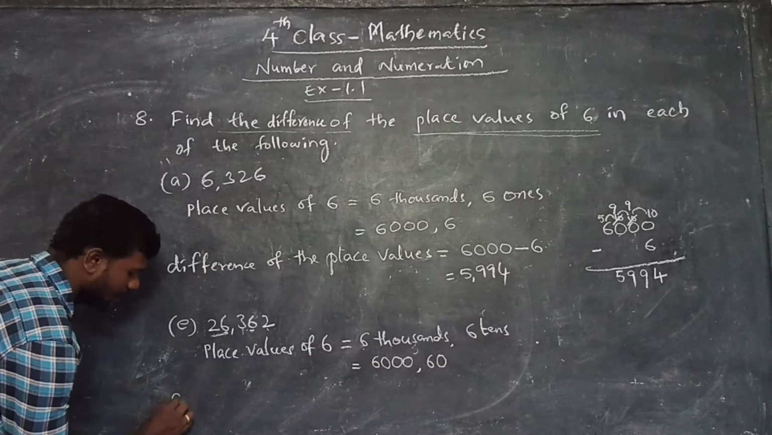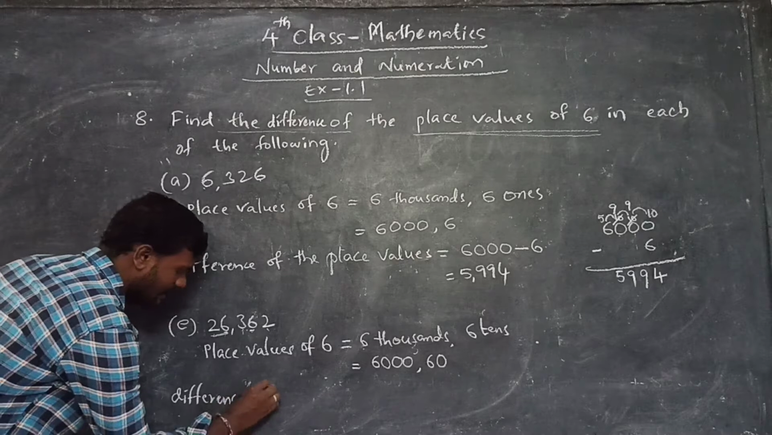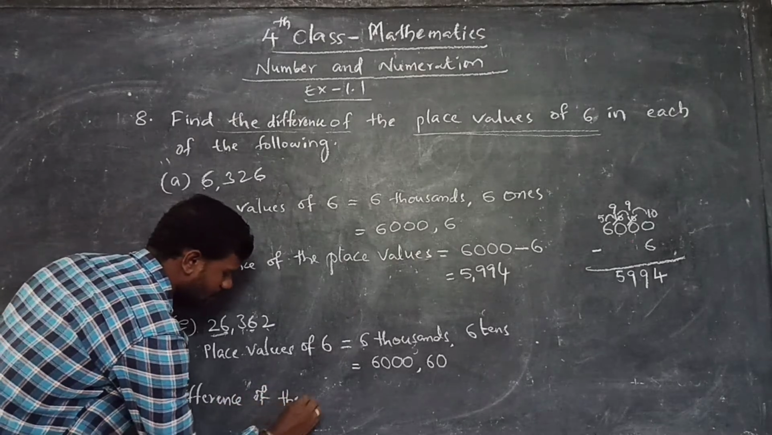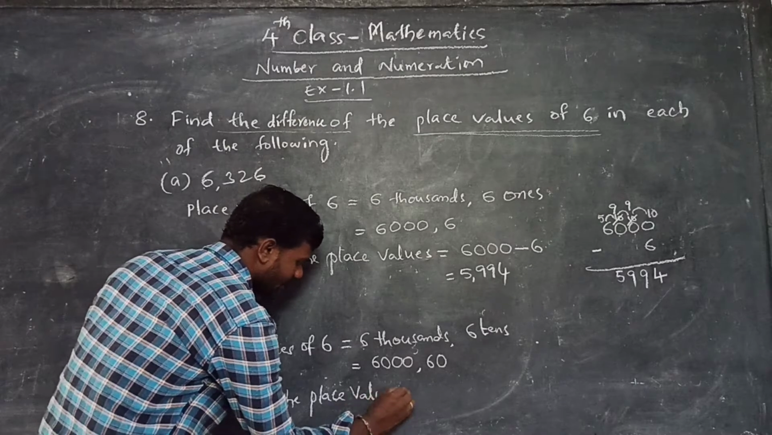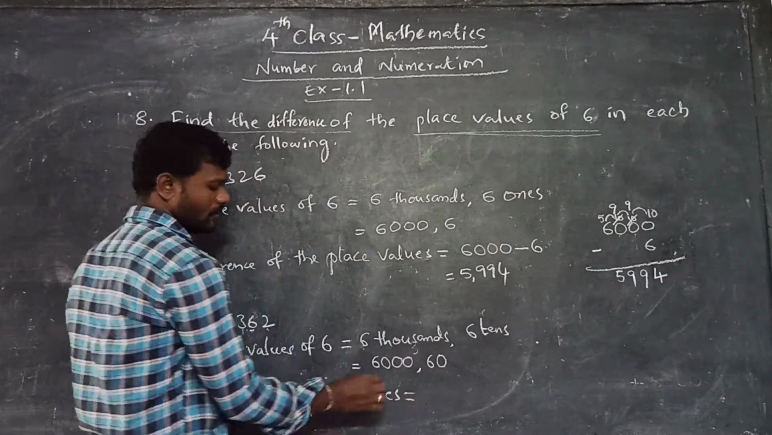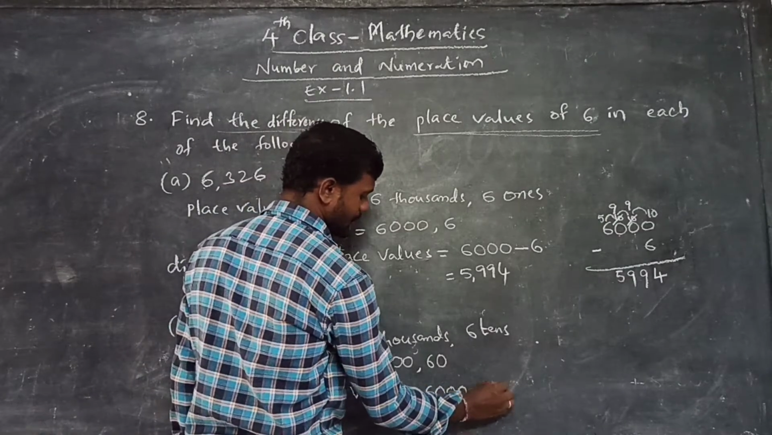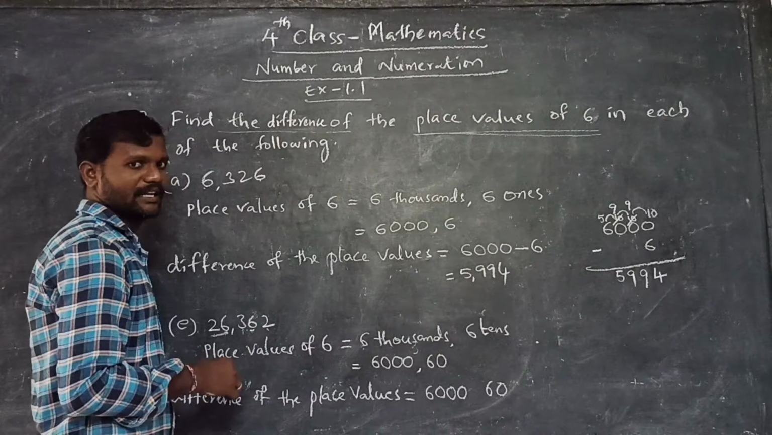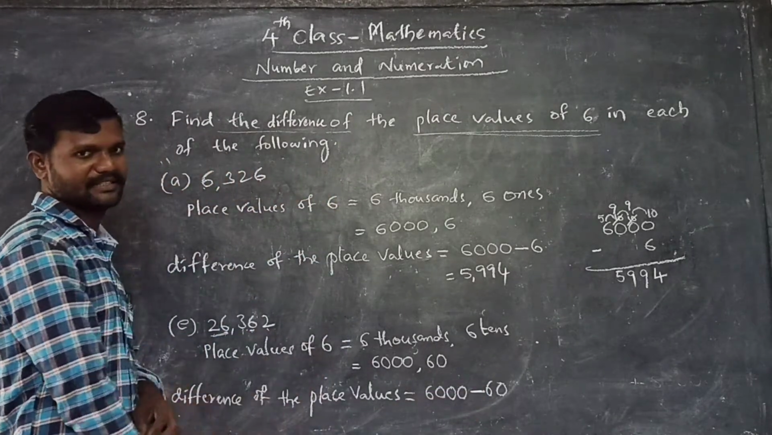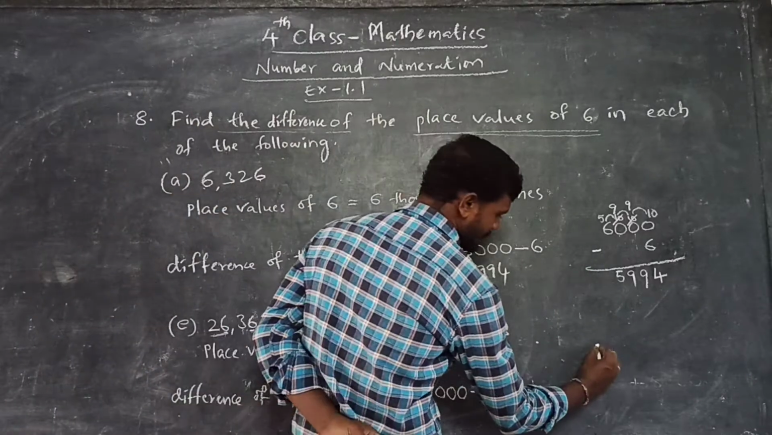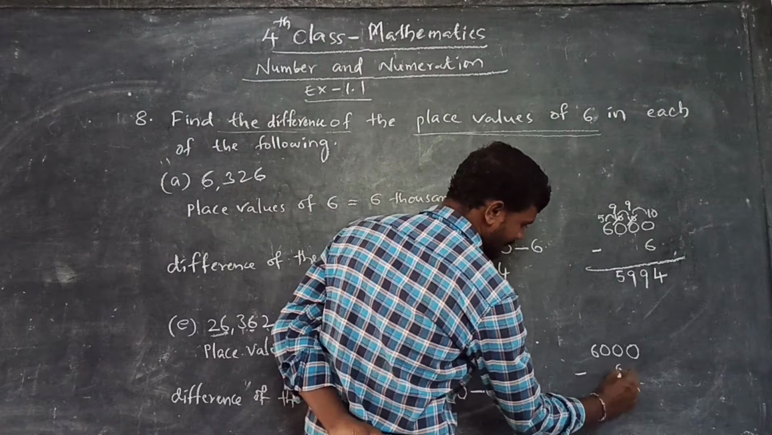Now what do we have to find? The difference of the place values. So what are the place values we got? 6,000 and 60. Difference means what we have to write? Subtraction. So write minus here. 6,000 minus 60. So do the subtraction at this side. 6,000. From this how much do we have to subtract? 60.